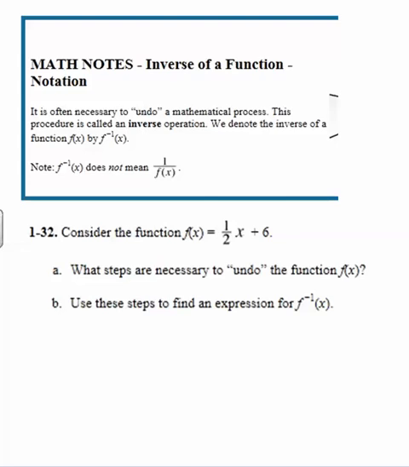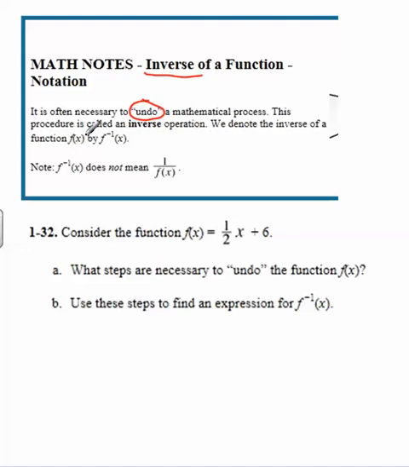So let's get started. Our first little math notes section here talks about the inverse of a function. Another word for inverse is undo. And we practice this in Algebra 2. This is a procedure where we undo what has happened to the variable or the x. The notation for this looks like this.